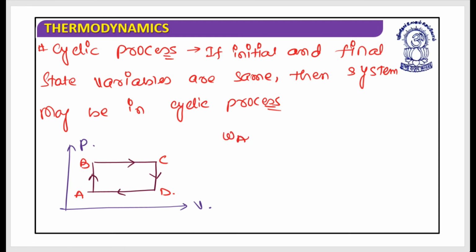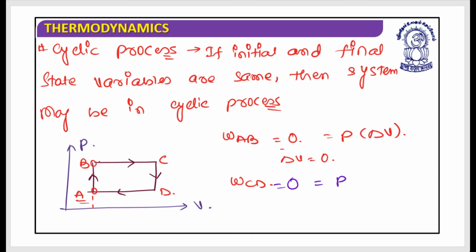So work done in AB would be 0. Why? Because work done is equal to P into delta V, and location A and location B are both at the same volume. So work done equals 0 because delta V, the change in volume, equals 0. Same is the case with the work done in CD. It would be 0. Why? Because it's P into delta V, and delta V equals 0 in this case.